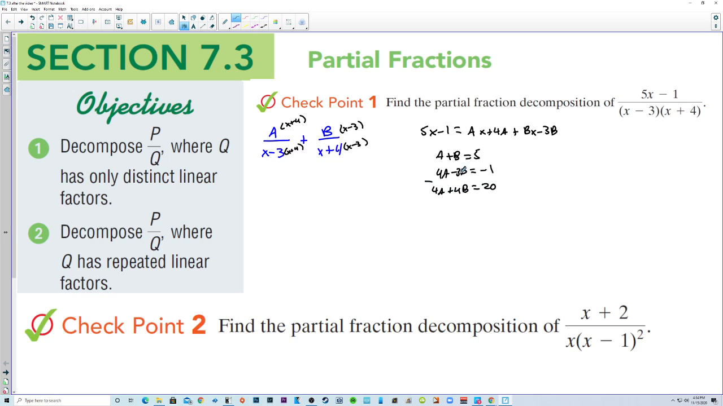And we're going to subtract. So negative 3 minus 4 is negative 7. And negative 1 minus 20 is negative 21. So we find out that B is equal to 3. So A plus 3 is equal to 5. So A is equal to 2. So the answer comes from up here where we wrote this in blue. So we have 2 over x minus 3 plus 3 over x plus 4.